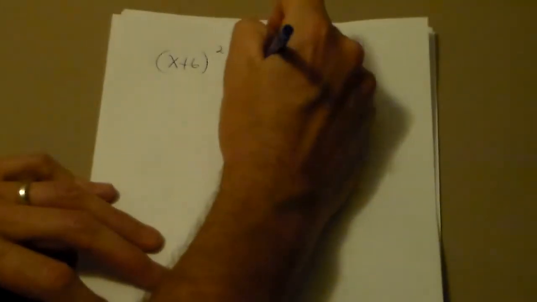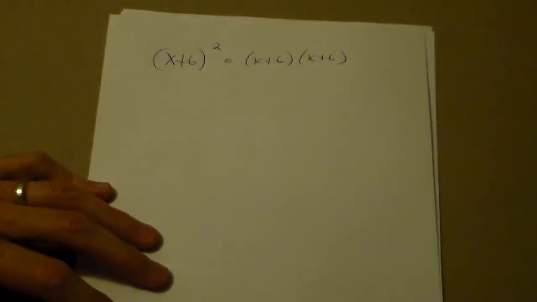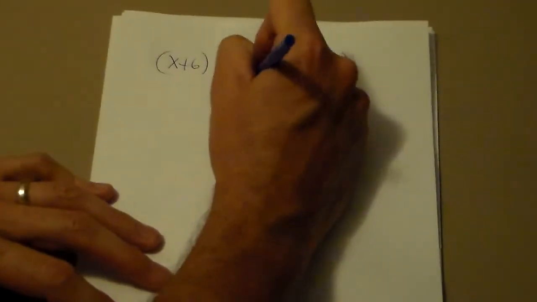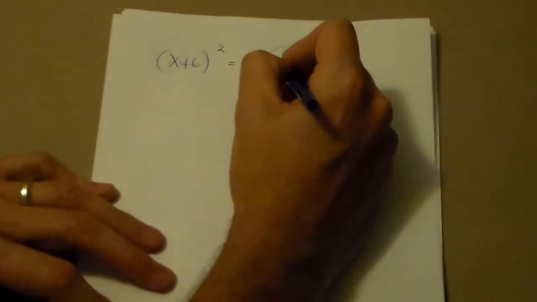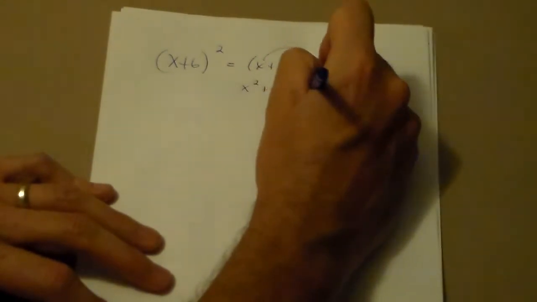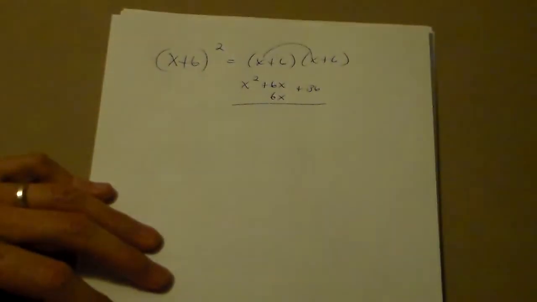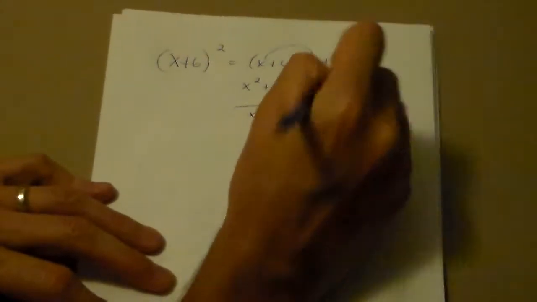So let's go over here. X plus 6 squared. What does it mean when you square something? It means you multiply it times itself. So you do x plus 6 times x plus 6, and then just FOIL it out. That's all there is to it. X times x is x squared. 6 times x is 6x. 6 times x is 6x. And then 6 times 6 is 36. Combine your like terms. X squared plus 12x plus 36.